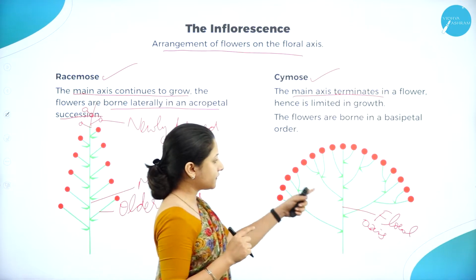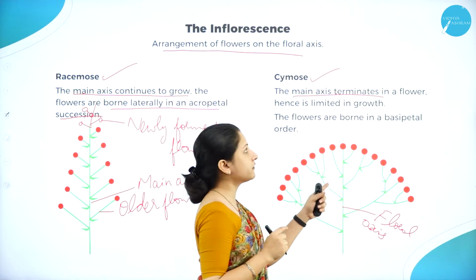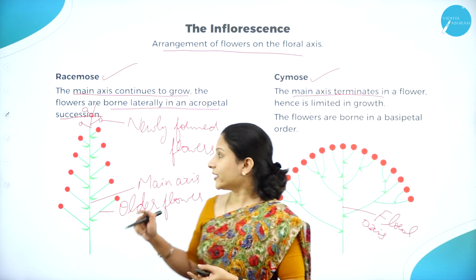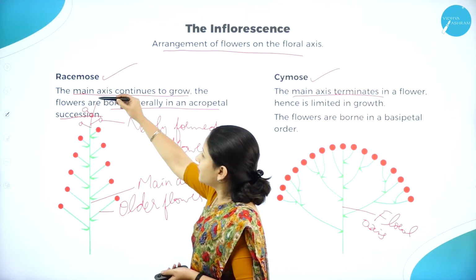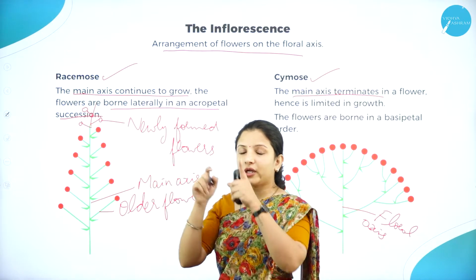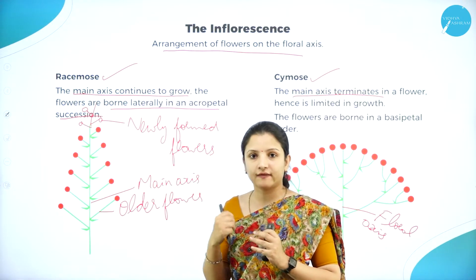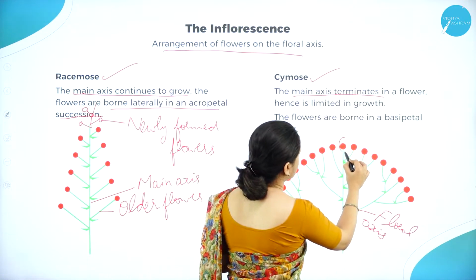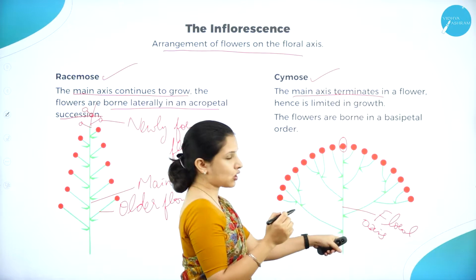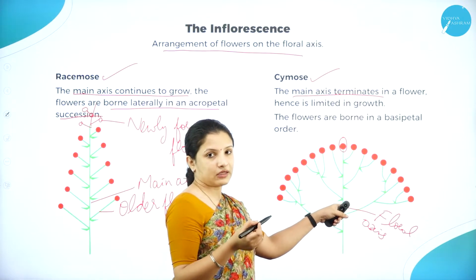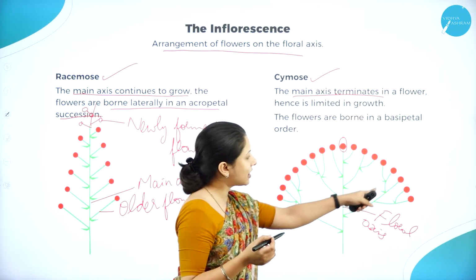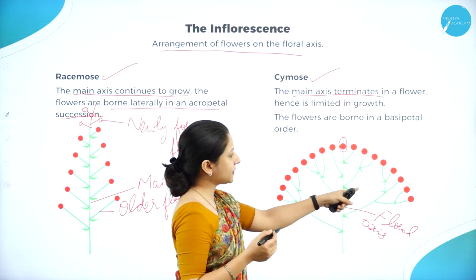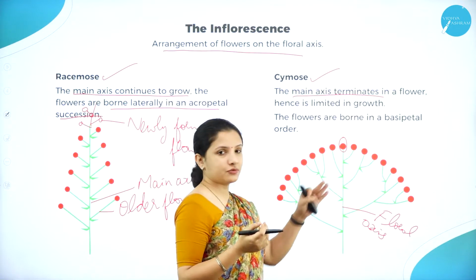But in the case of cymose inflorescence, the floral axis will terminate in a main flower. Can you see? Here there is no main flower at the tip. That is why it keeps on growing and laterally the flowers will start to develop. But in this case, the main axis will end with a flower at the tip. Can you see here? So this growth is stopped. Now, again the flowers have to grow, right? So at that time what happens? Lateral branches will develop on the main axis and then the other flowers will start to grow.